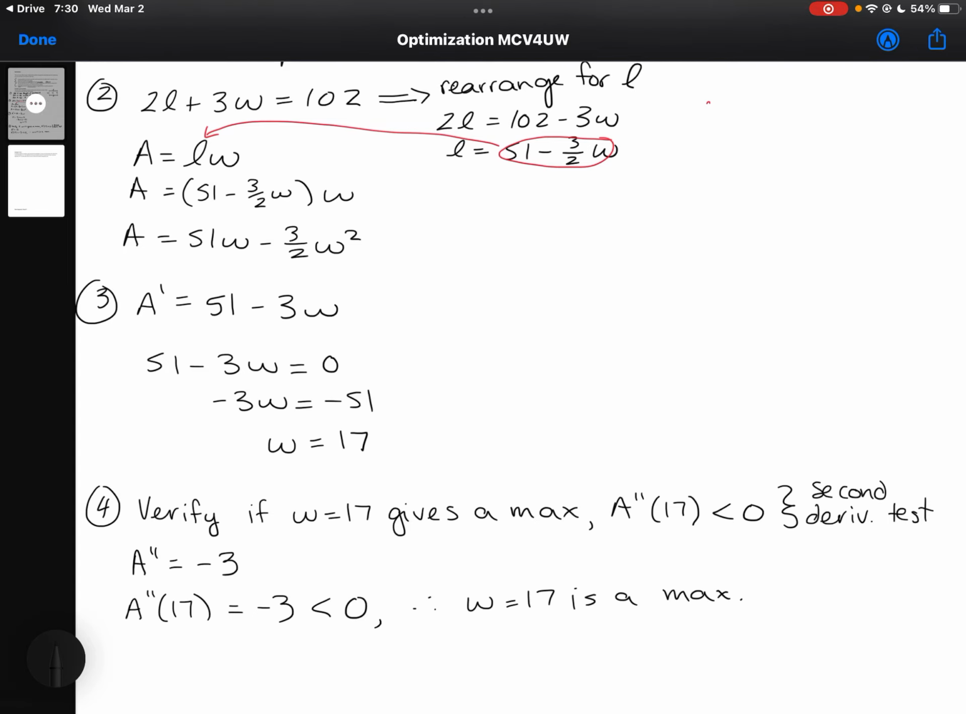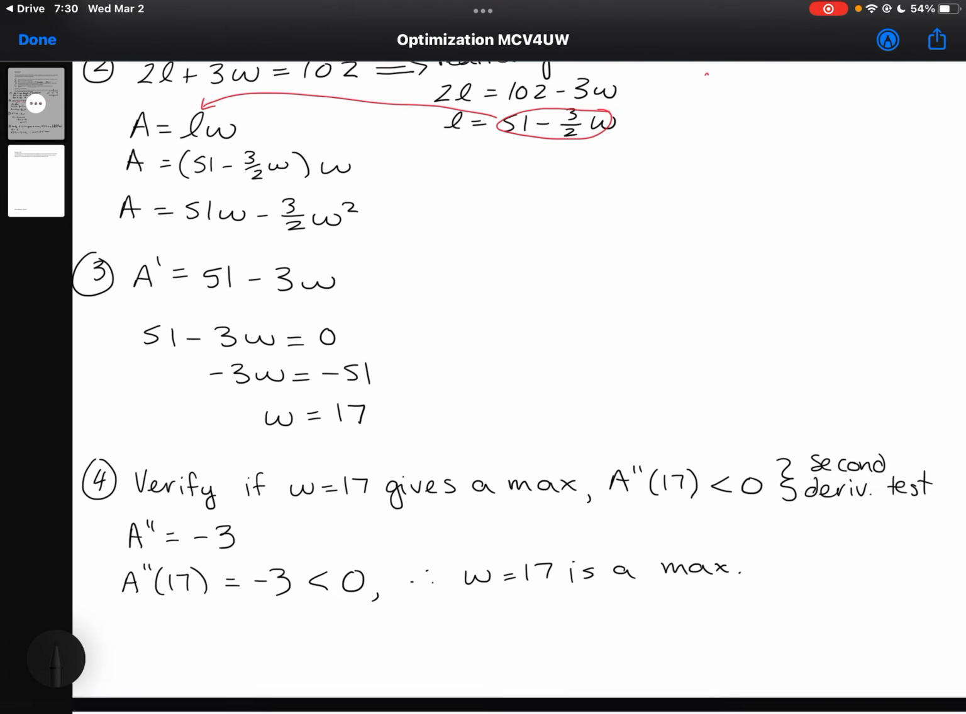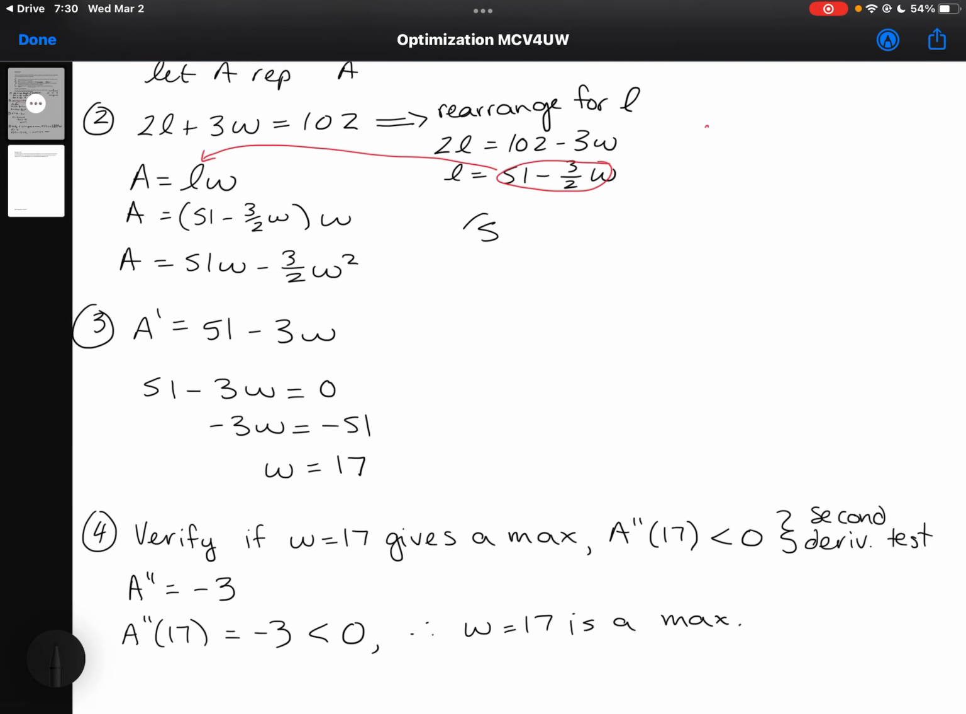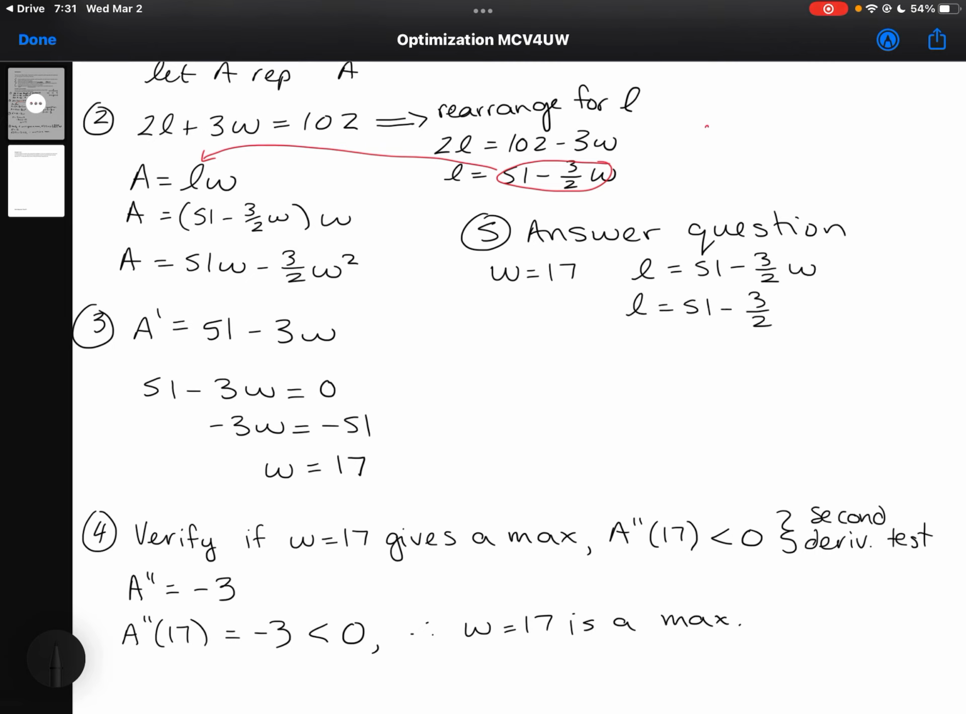Now the question didn't ask me just to find W, so I do actually have to answer the question. I'm going to do that just step number 5 here. We're answering the question. So I'm looking for the maximum area. I know that W is 17. I also know that the length is 51 minus 3 over 2 times W. So I can solve for L by substituting in 17. Using my calculator or my brain, that's going to give me 25.5 meters.